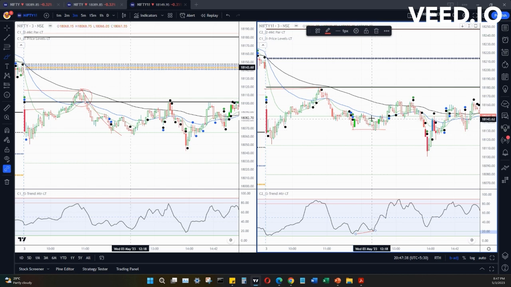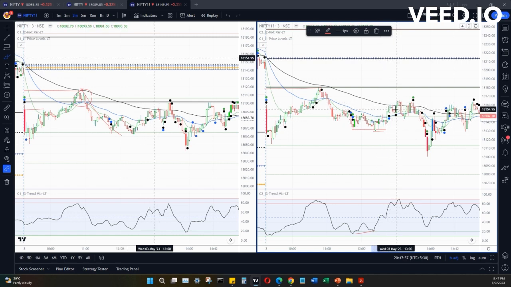Now there is participation as well, as you can see on both of these charts. So this big candle right here is going to be our entry candle, and the low of this candle is going to be the stop loss. The reward might not be great, because we know the target is going to be the black moving average.